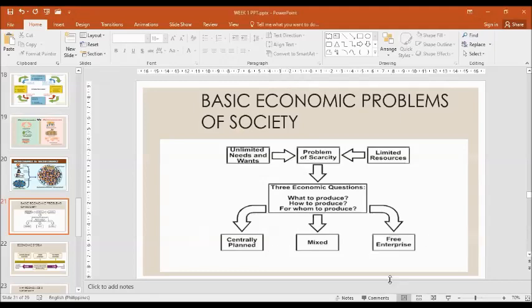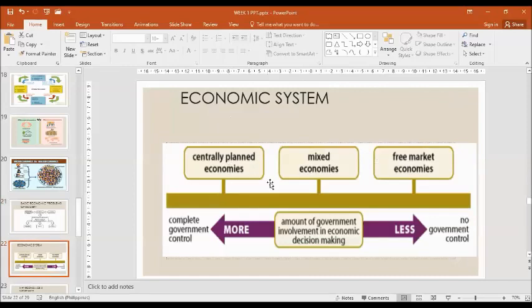So there are three economic systems. We have the market economy, the planned economy, or the mixed economy. Centrally planned, mixed, or free enterprise. Okay, so I give here a simple explanation of the three economic systems. So here, the centrally planned economies, the mixed economies, and the free market economies.